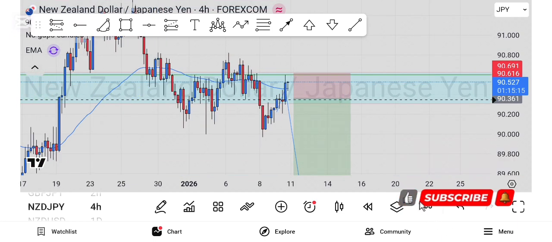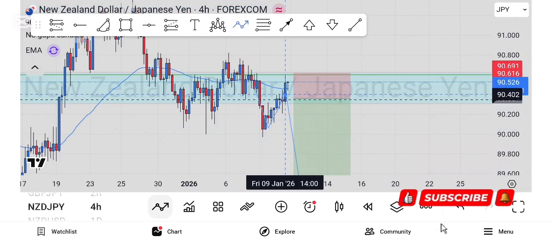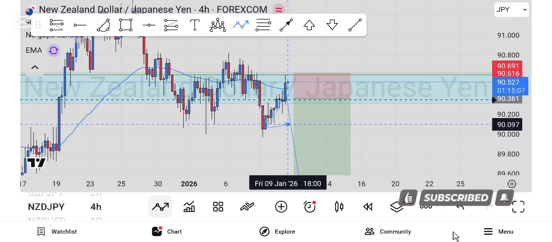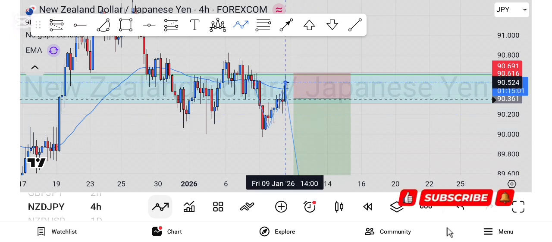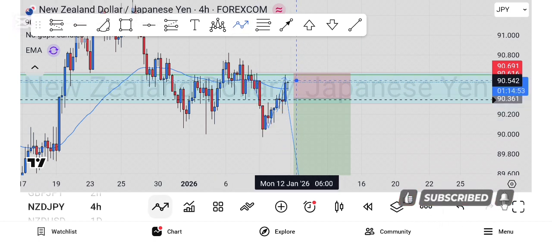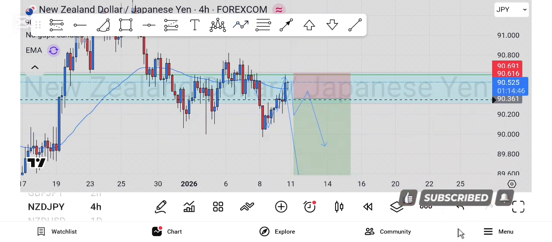So we had a break here, and we're having this retracement. We are still waiting for the market, but if we close this week bullish like this, what I'll be expecting is a change of structure from here, a break and a retest for me to enter this trade next week.